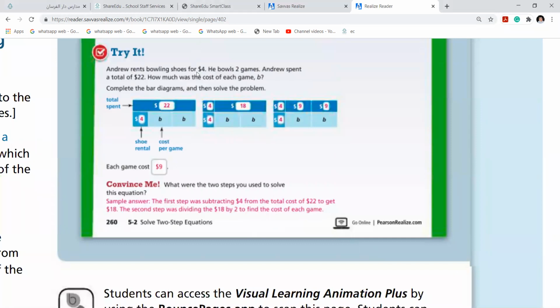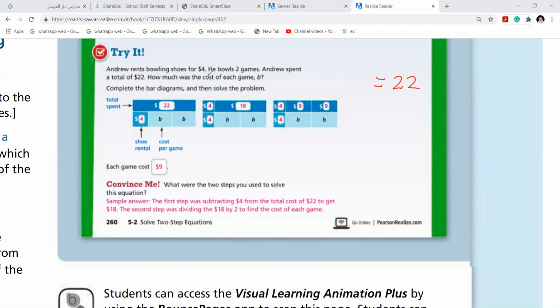Andrew rents bowling shoes for $4. He bowled 2 games. Andrew spent a total of $22. How much was the cost of each game? For $4, he bowled 2 games. First, this is the total spent. Total, how much he spent, girls? He spent a total of $22. It's given in the question.